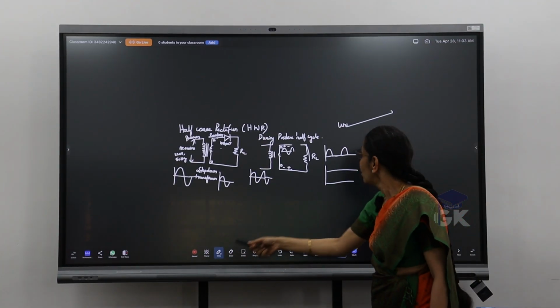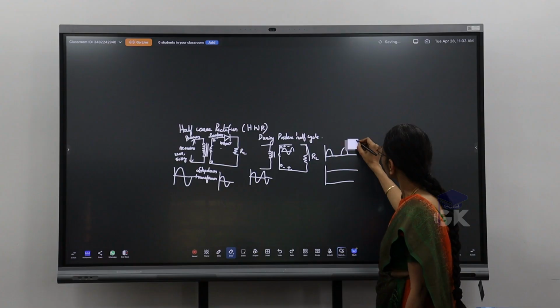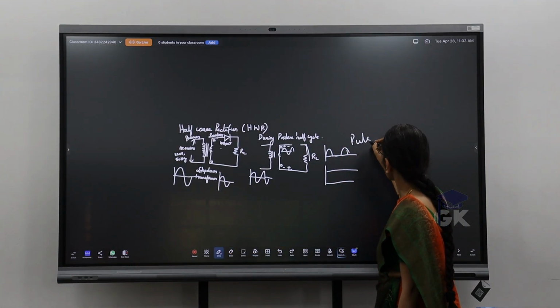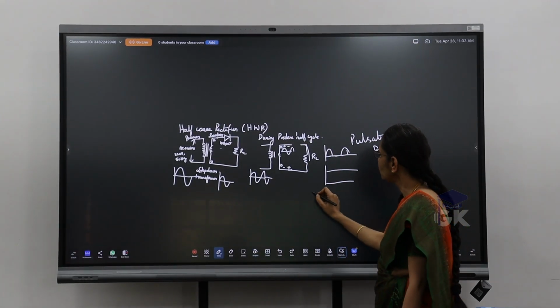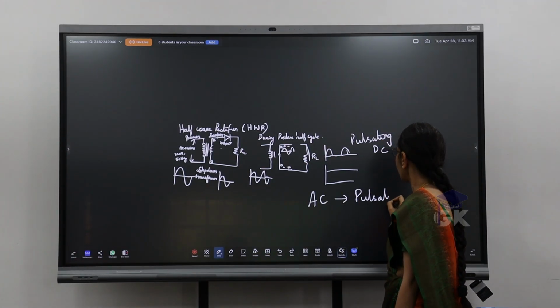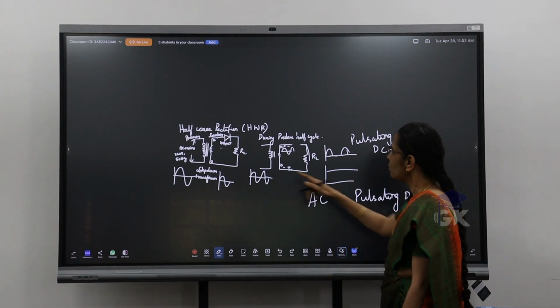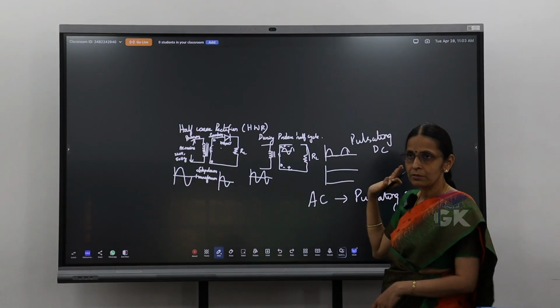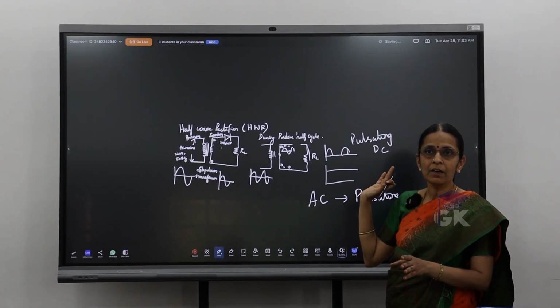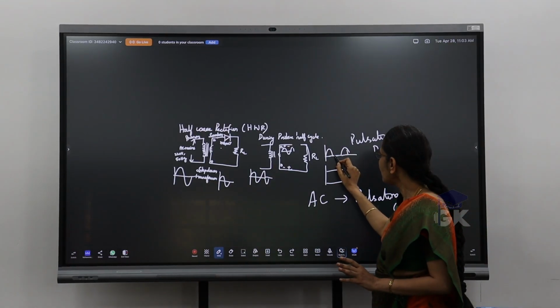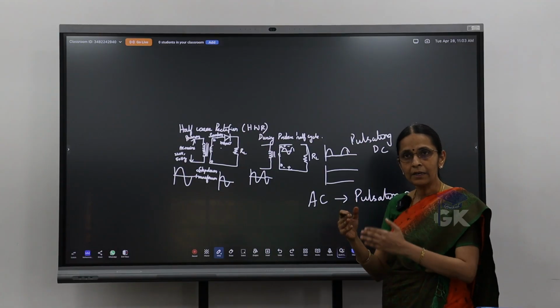Okay. So this is nothing but your pulsating DC. So what does this do? It converts AC to a pulsating DC. So during the positive half cycle, it is acting like a short circuit. So I get the positive half here at the output. During the negative half cycle of my input, my diode is acting like an open circuit. So I get the output to be 0 and it repeats.